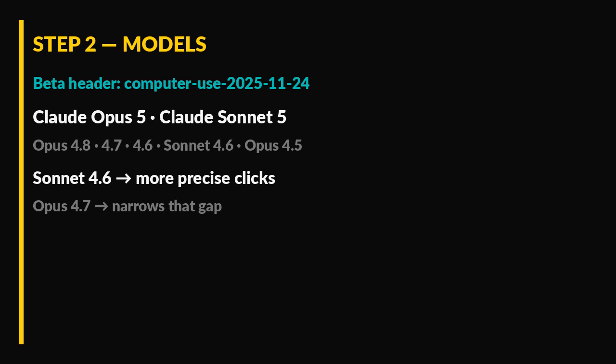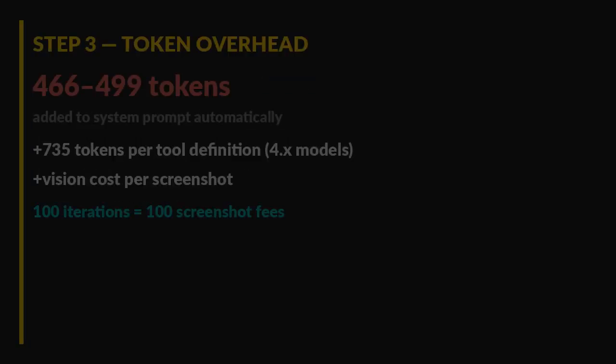One important performance note from the docs: Claude Sonnet 4.6 is more mechanically precise at clicking than Claude Opus 4.6. Claude Opus 4.7 narrows that gap. Model choice affects accuracy, not just cost.